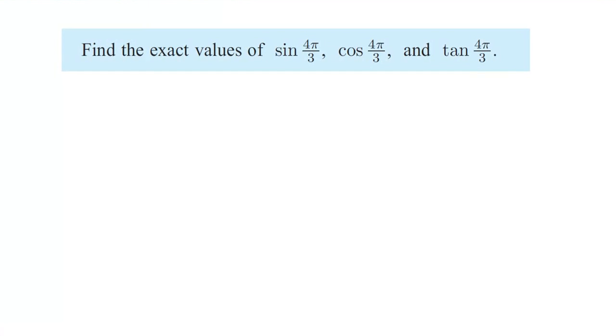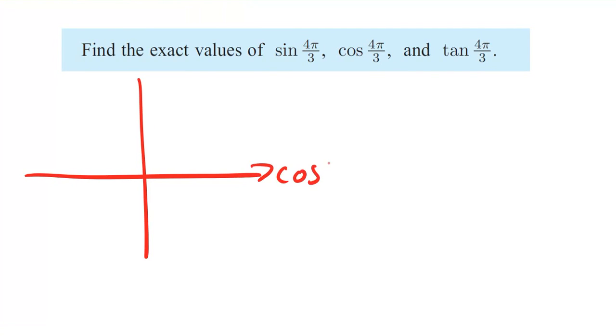Right, the next one. Find the exact values of sine of 4 pi over 3, cosine of 4 pi over 3, and tan of 4 pi over 3. Okay, so again, we're going to use the same strategy. Let's draw out the unit circle and let's think about our cosine axes and our sine axes again. And so if I think about this, well, 3 pi over 3 is going to be 180 degrees, and another pi over 3, which is a bit like 60 degrees, is going to bring us into a situation like this.